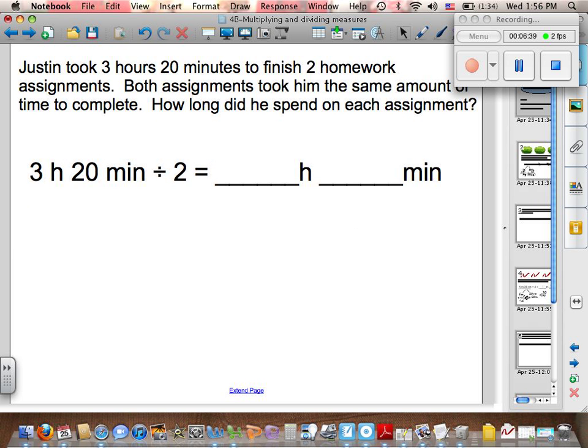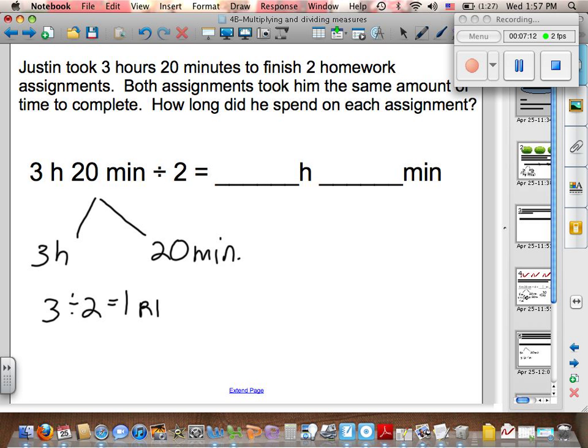Justin took 3 hours, 20 minutes to finish 2 homework assignments. Both assignments took him the same amount of time to complete. How long did he spend on each assignment? Again, we're going to do the same thing and separate out the hours and the minutes. And then let's divide. So we're going to do 3 divided by 2 to figure out how long each assignment took him. And we know 3 divided by 2 is 1 remainder 1. So we know it took him 1 hour.